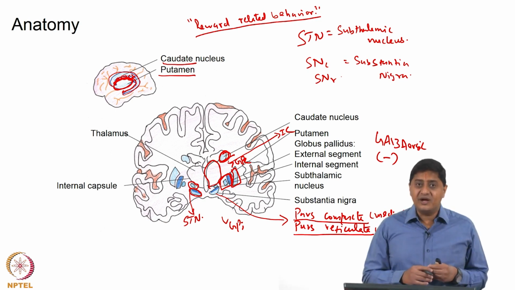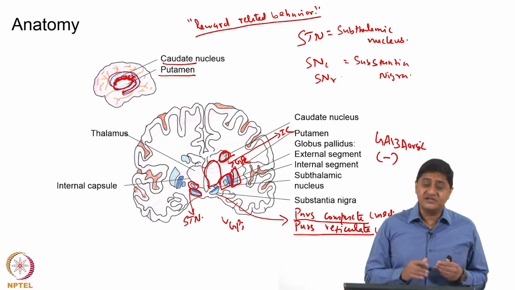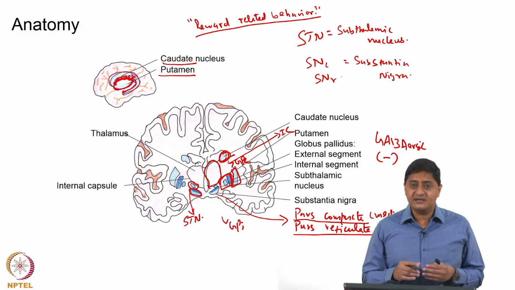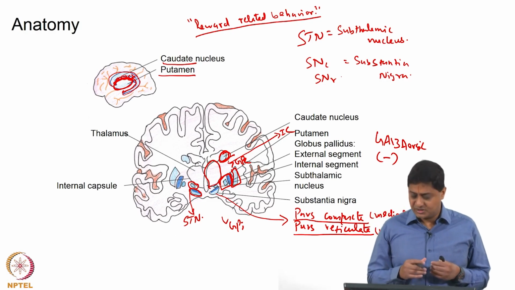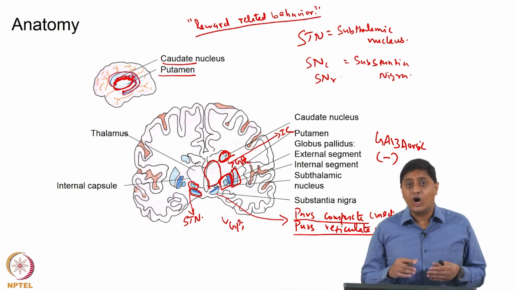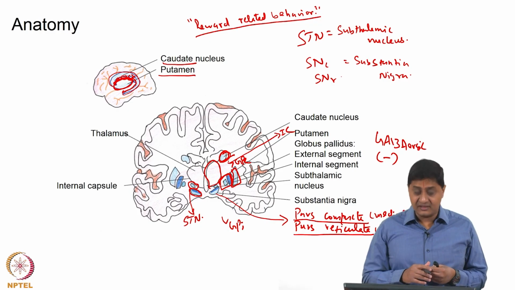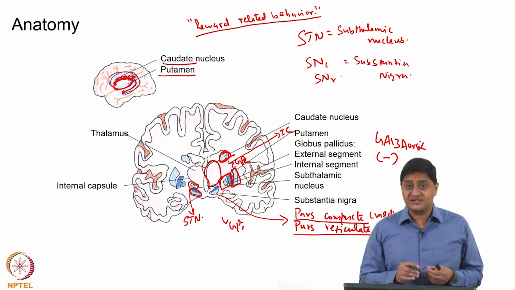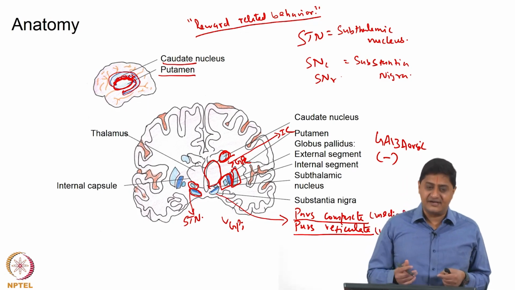And in the midbrain you have substantia nigra, which is divided into two parts, pars compacta and pars reticulata. Pars reticulata is similar in cytoarchitecture to the globus pallidus internal, and its function is also similar to globus pallidus internal, which means that it is an output structure of the basal ganglia. Whereas pars compacta comprises important dopaminergic neurons that modulate movement related functions and reward related behavior.